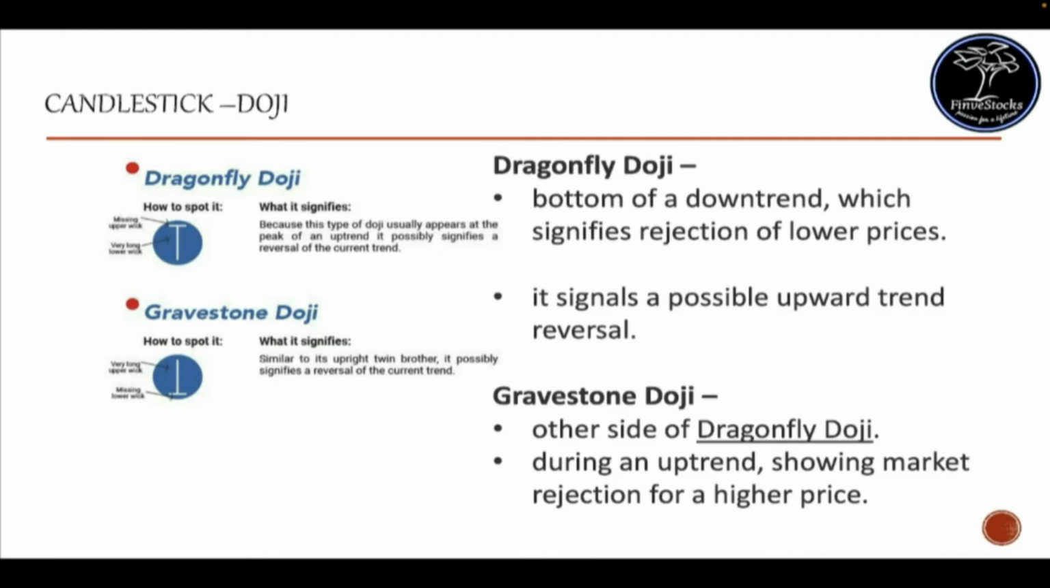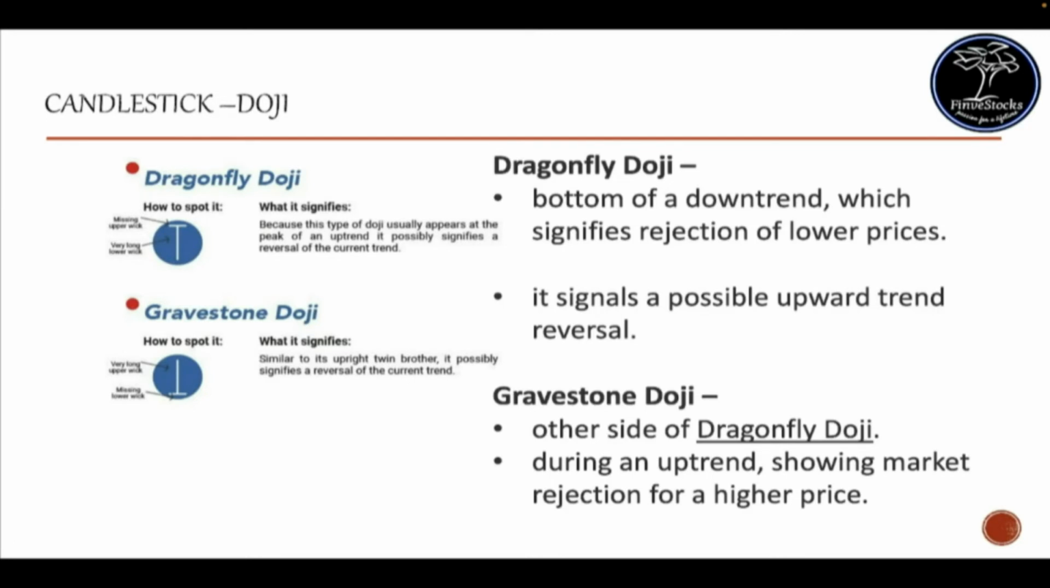The next one is the gravestone doji. It is just opposite to the dragonfly doji. Here there is a missing wick on the lower side and the wick on the top side will be very long. Normally the gravestone doji appears on the top of an uptrend. It shows a price rejection on the top, so it will show a trend reversal.